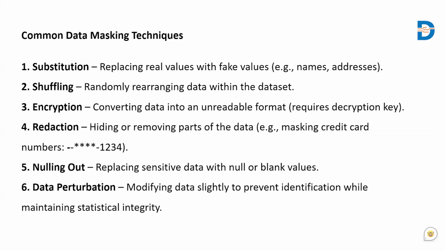And the last is data perturbation. It is modifying the data slightly to prevent identification while maintaining statistical integrity. So slightly altering some numerical values while keeping statistical accuracy. So these are the common data masking techniques that we will be using to keep our data private.